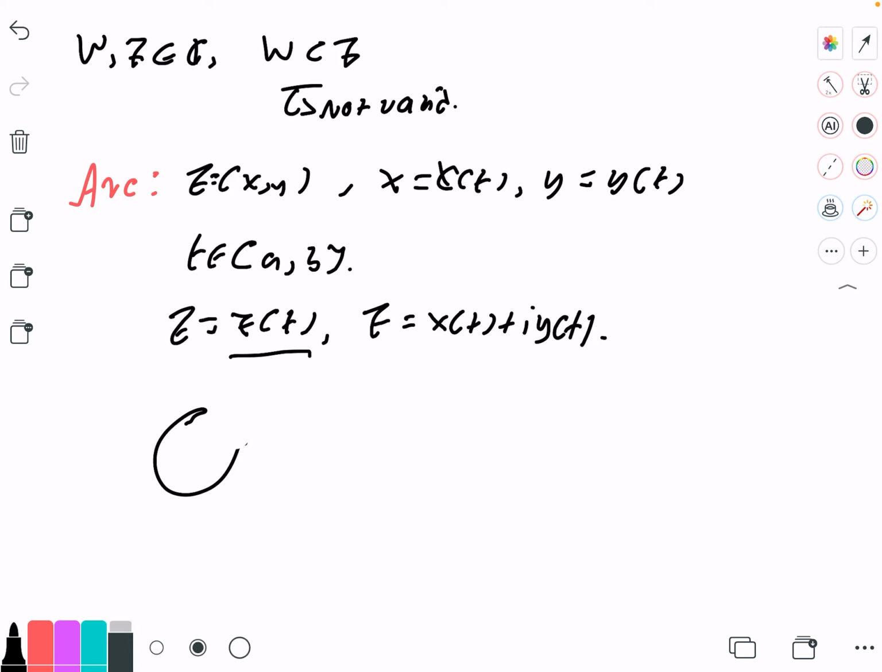Like this can be our arc. And so there are a few kinds of arcs. We say that an arc is simple, or a Jordan arc, if it does not self-intersect. So if it never intersects itself, so not self-intersecting.